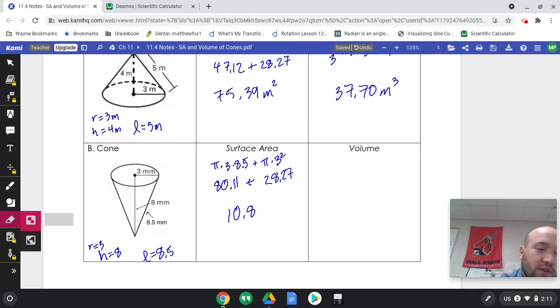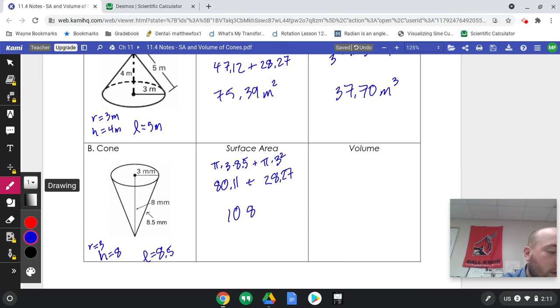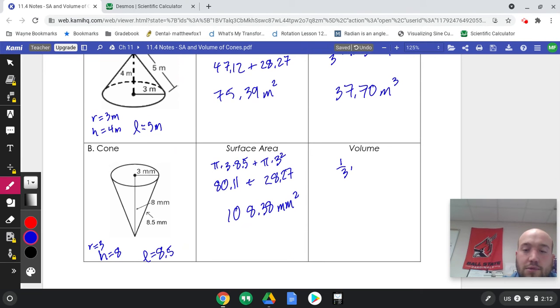Oops, wrong decimal place. 108.38 millimeters squared. Meanwhile, the volume, once again, is 1/3 times pi times r squared, so 3 squared, times that height, which is 8. If we do all this, 75.40 millimeters cubed.